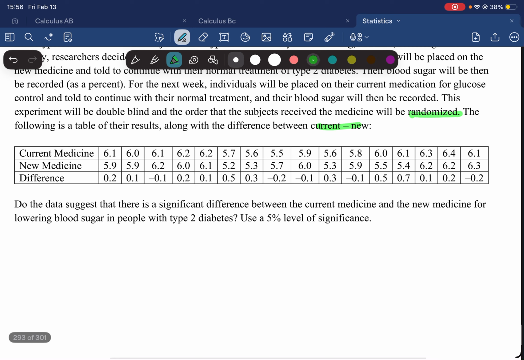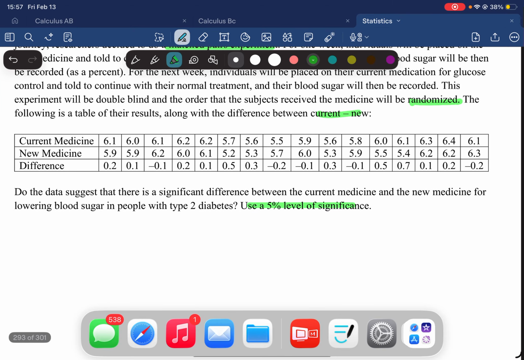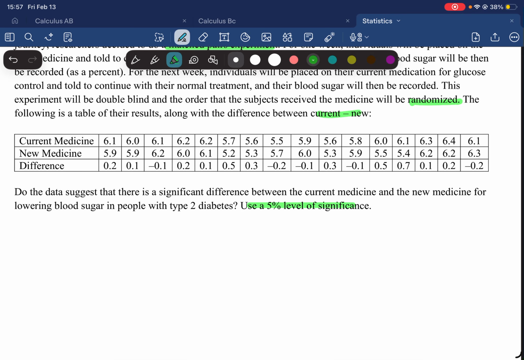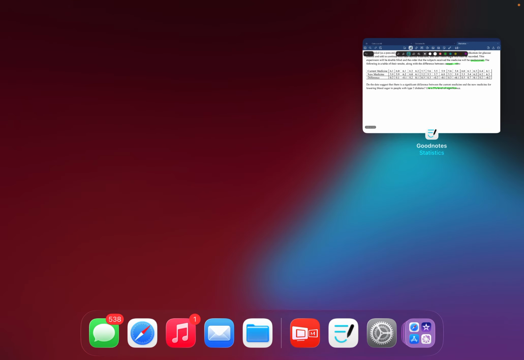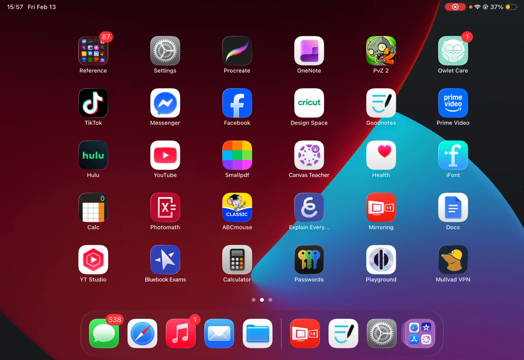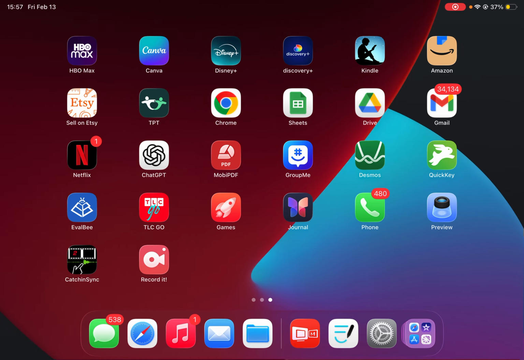So it says, does the data suggest that there is a significant difference between the current medication and the new medication for lowering blood sugar in people with type 2 diabetes? Use a 5% significance level. Okay, so first we're going to need Desmos. So let me open up Desmos.